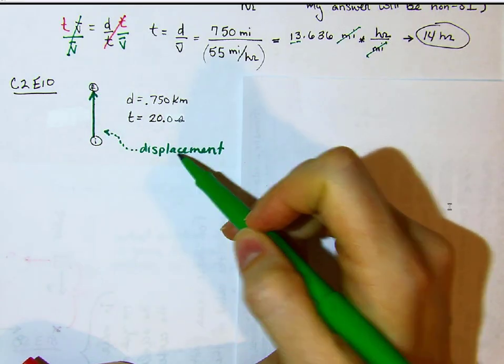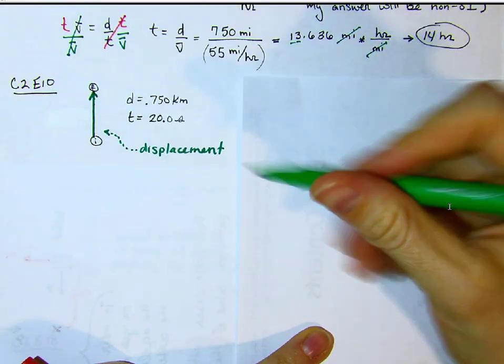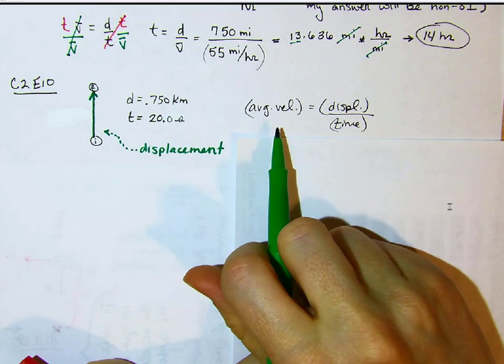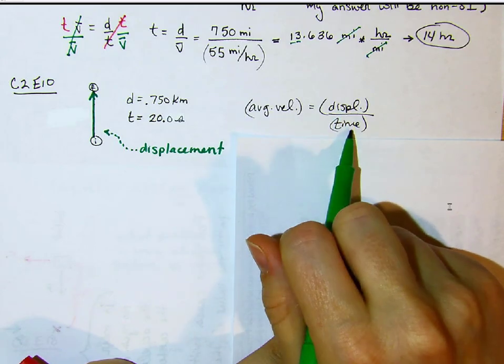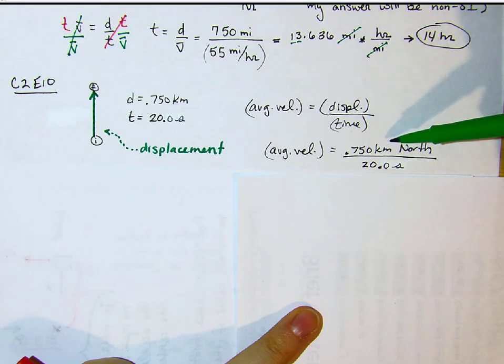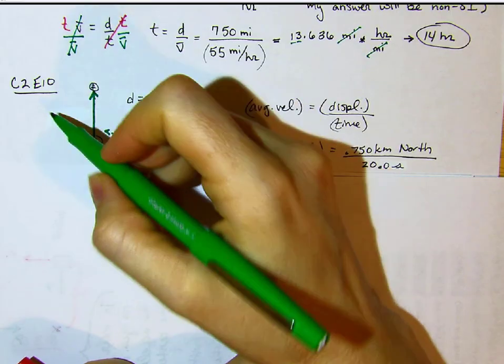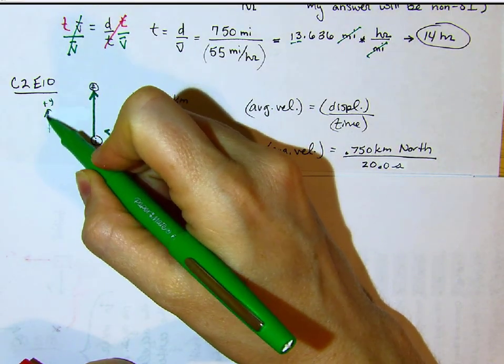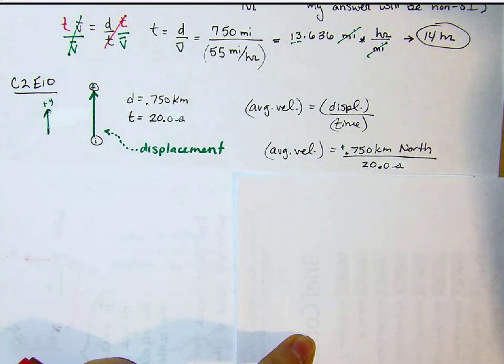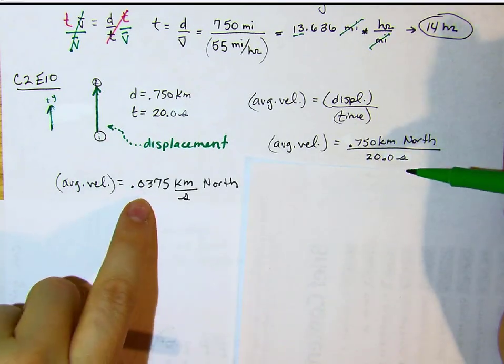The displacement is a straight line arrow from initial to final. The distance and the time were given. So to find the average velocity, I'll use this equation, where the average velocity is equal to the displacement divided by the time. And for the displacement, I'm going to plug in the 0.750 kilometers northwards, because the average velocity is supposed to have a direction. If you wanted to, you could say that that was the positive direction, the positive y direction. Then you could have just said plus 0.750 kilometers, or you can just say the north, and then we're just going to carry the north through like an extra unit. So I did the division, and I got 0.0375.